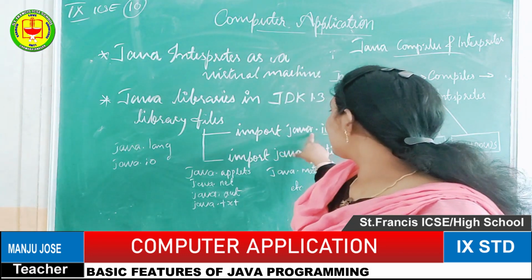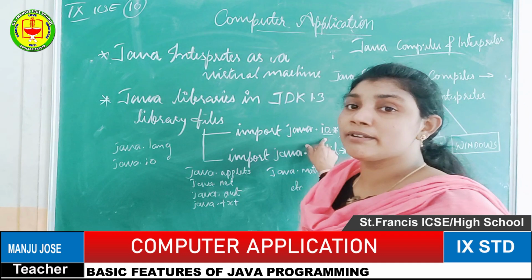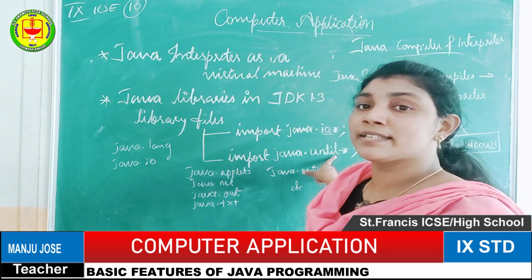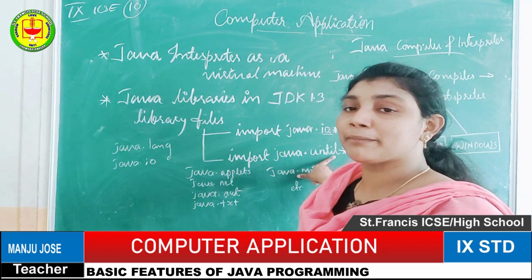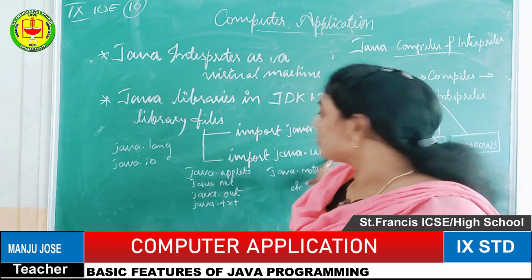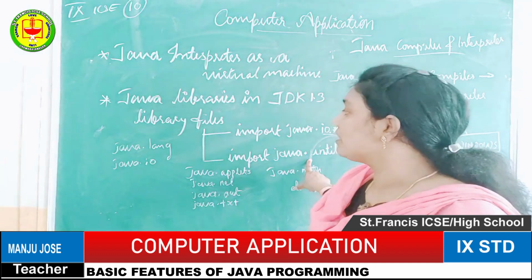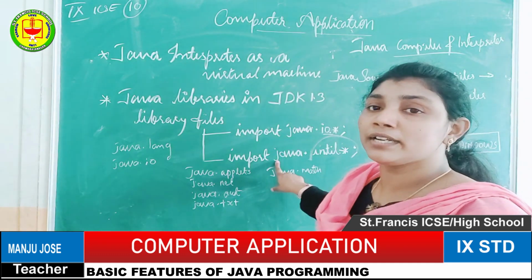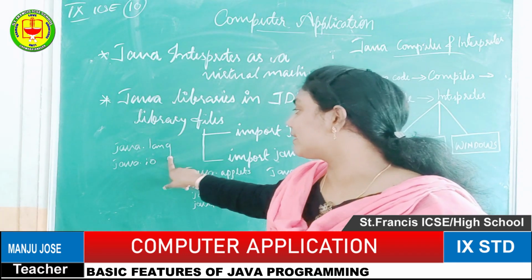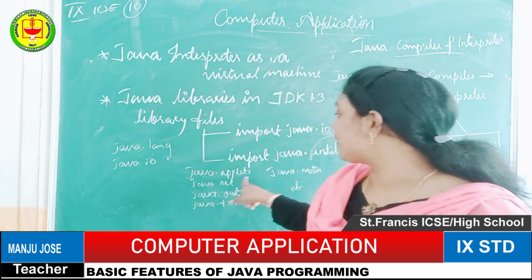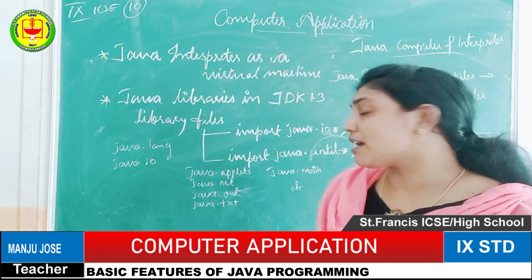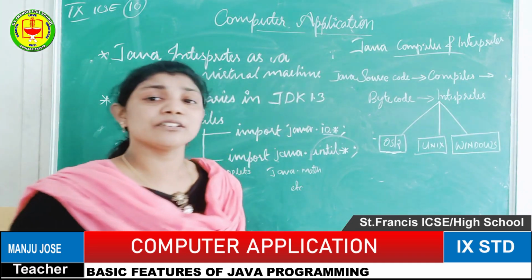So import java.io. IO means input and output commands. The next, import java.util, holds library functions like mathematical functions, string-related functions, or any kind of relational functions. That is considered a library function. Importing provides different types of links: java.lang, java.io, java.applet, java.net, java.awt, java.text, java.math, and so on. There are many.